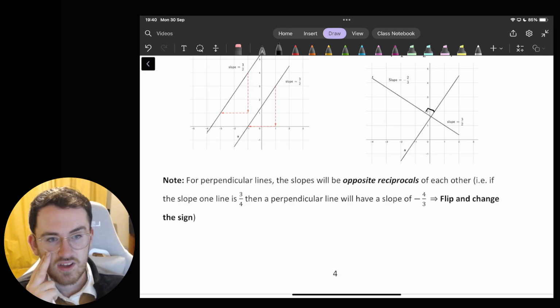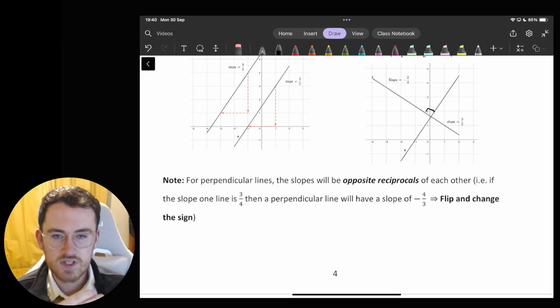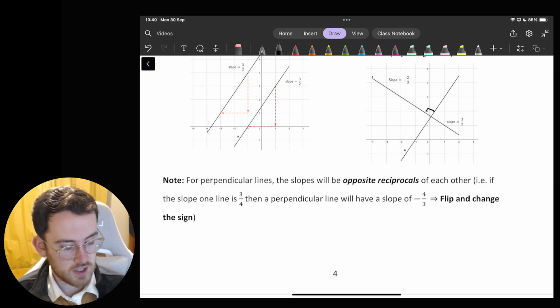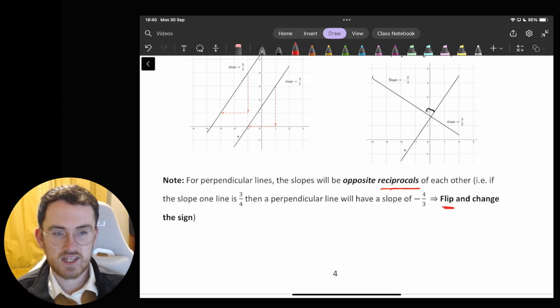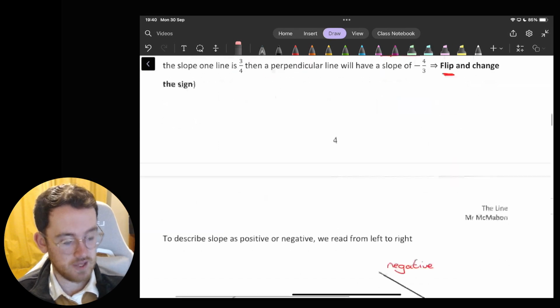Which is a very fancy maths term for saying that if one slope is 3 over 4, then the other one would be minus 4 over 3. So we flip the fraction and we change the sign. The reciprocal part is the part that refers to flipping the fraction, and then opposite obviously refers to changing the sign as well. So if they're perpendicular, it's the complete opposite. Flip the fraction and change the sign. If they're parallel, they're just going to be identical. They're going to have exactly the same slope. And that's really important and something that we're going to come back to in one of the later sections here as well.